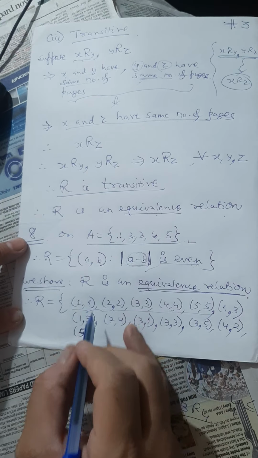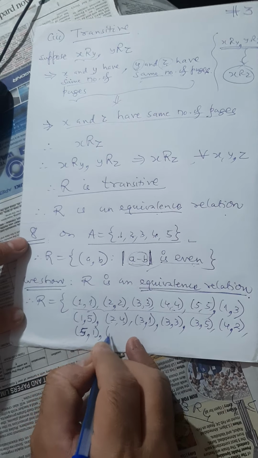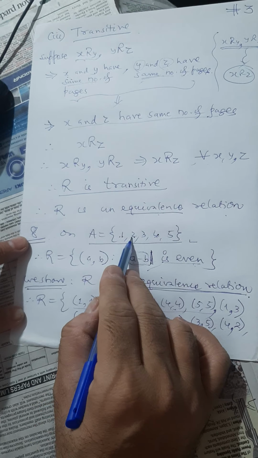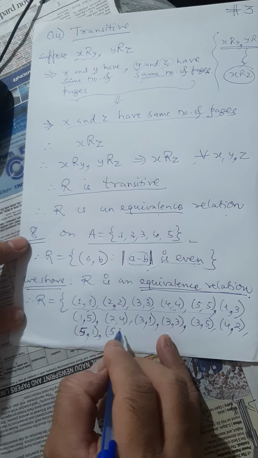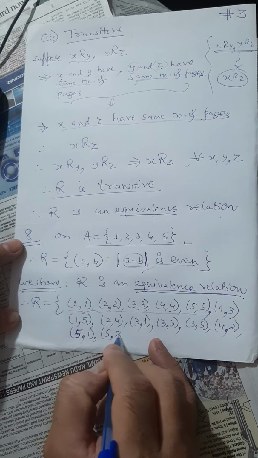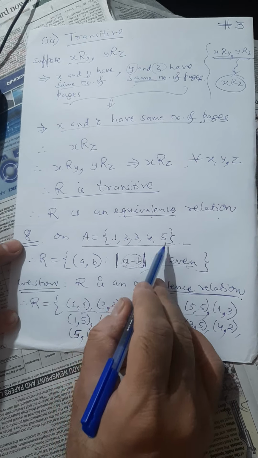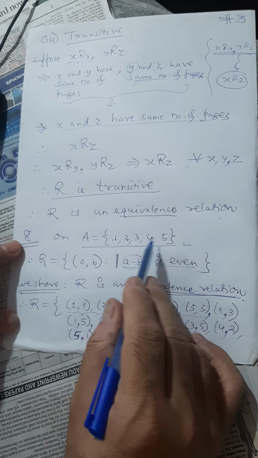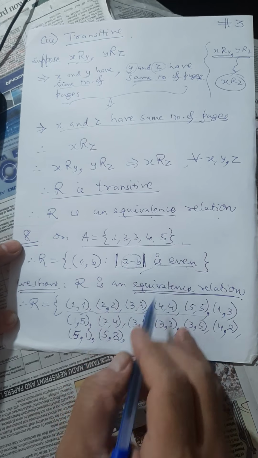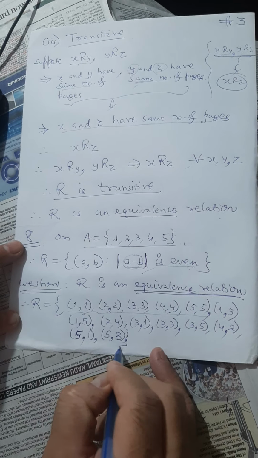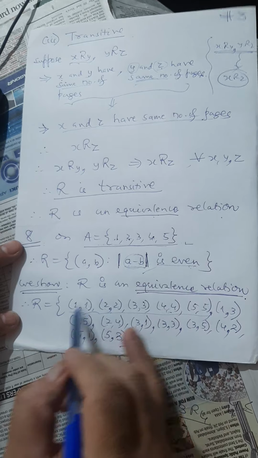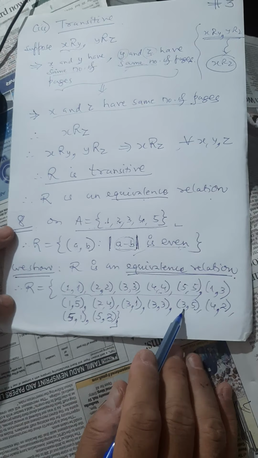Similarly (5, 1), yes, because the difference is 4. Can we take (5, 2)? No, the difference is 3. Can we take (5, 3)? Yes, the difference is 2. (5, 4), no. (5, 5), which is already taken. So this many ordered pairs will be there. This is a finite set, so we can list it out.